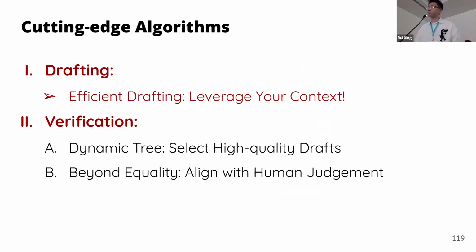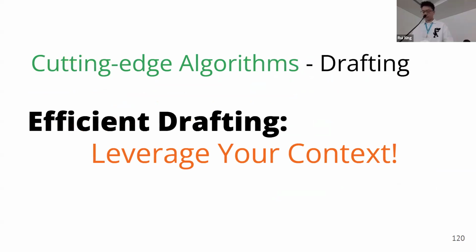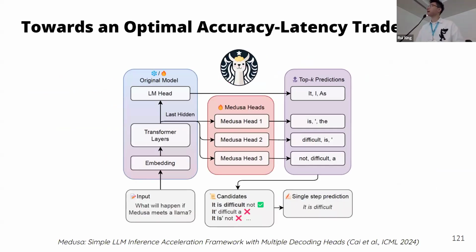Okay, and in the first part of this, we would like to introduce some efficient drafting strategies. The core idea behind this is how to leverage our context to accelerate the inference process to help speculative decoding. And before the introduction, we will first recap some state-of-the-art speculative decoding algorithms.